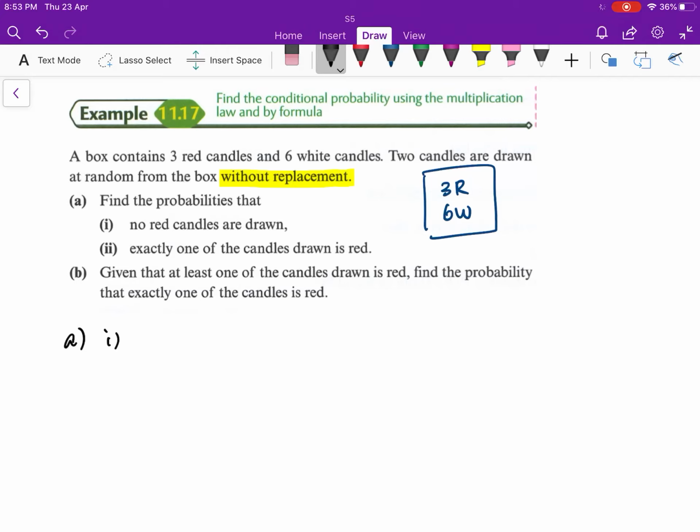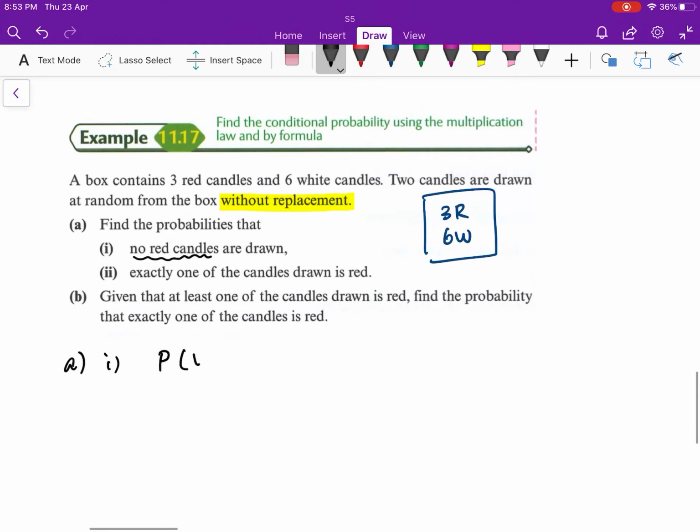Now let's look at part A first. This is already a conditional probability, because after you take out one of them, the total number decreases, so it will affect the second probability. Now it's super easy. I want to find the probability of no red. No red means both of them are white.